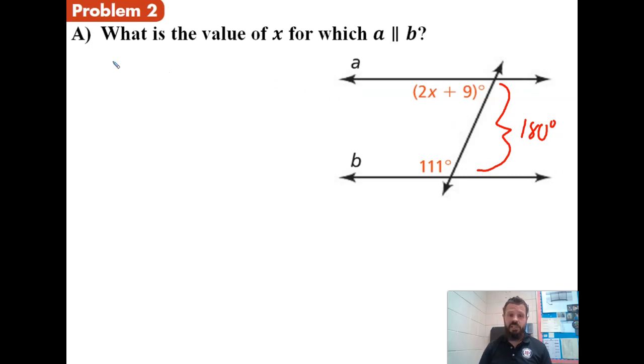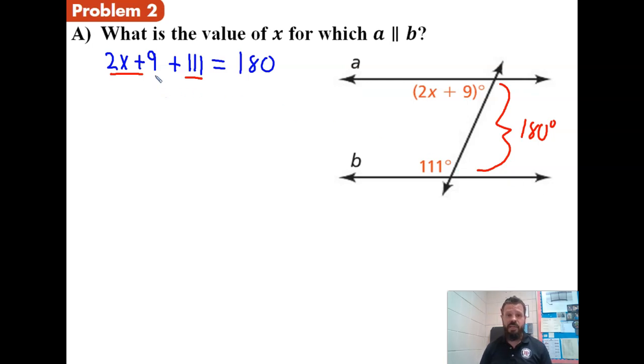So the equation I can set up then is I can say that 2x plus 9, the first angle, plus the second angle, the 111, has to be equal to 180. All right, so this is another one of our angle plus angle equals 180 questions. Let's go ahead and solve this equation now.